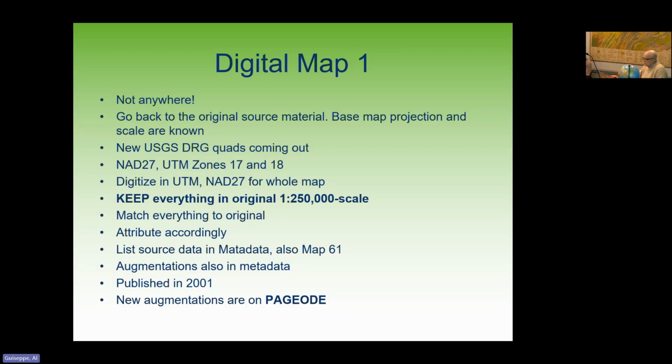And we kept everything to the original 1 to 250 scale, matched to the original, attributed it, and listed the source data and the metadata, in Map 61, which is those little page size maps. They've got all source material listed, where to find it, who did it, and the augmentation is also listed. We published it in 2001, and now all the augmentations are on PAGeo. So people go, oh, that's great.